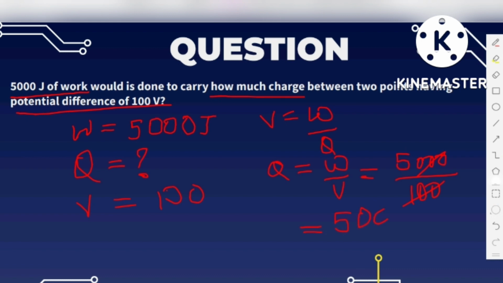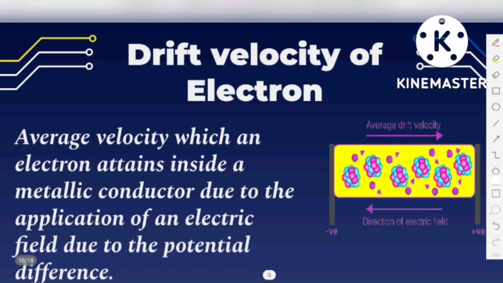So let's see the next topic, drift velocity of electron. We need to understand this concept a little attentively. See, we knew electricity before we knew what an electron is. So we assumed there is a positive charge moving through the conductor making the electric current. Thus we made the current flow from the positive terminal to the negative terminal.